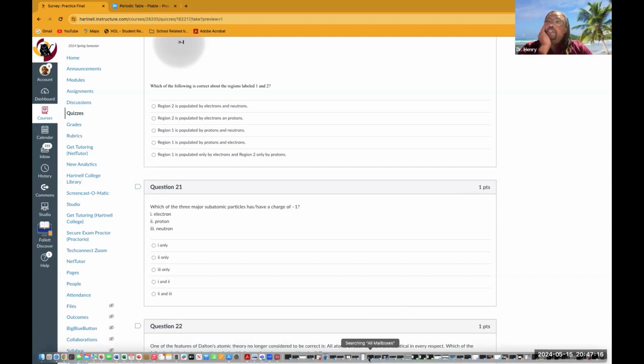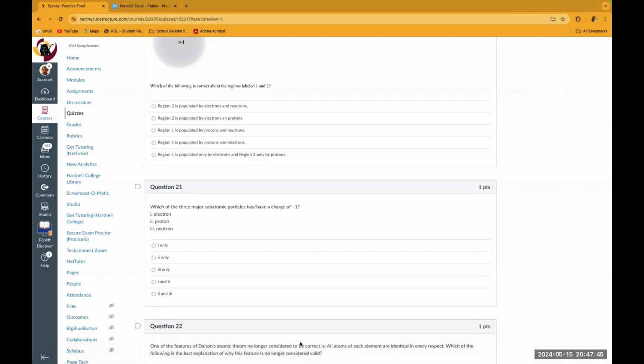Which of the three major subatomic particles has or have a charge of -1? One or electron, protons, neutrons. So what do you guys think? The electron? Yeah, because I know proton's positive and neutron's neutral. That's right. So only one.